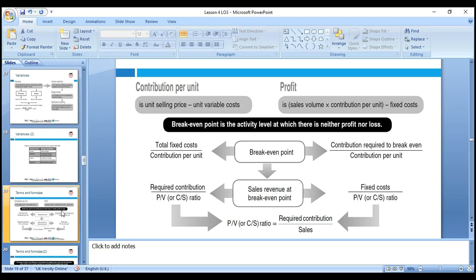So what is the formula we need to calculate the break even in units? Total fixed cost divided by the contribution per unit. Contribution per unit is selling price minus variable cost. So we want to know what contribution is required to break even, and with the contribution per unit we can find how many units we need to sell to break even, where there is no profit, no loss.